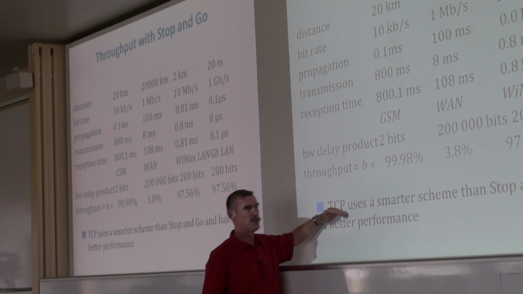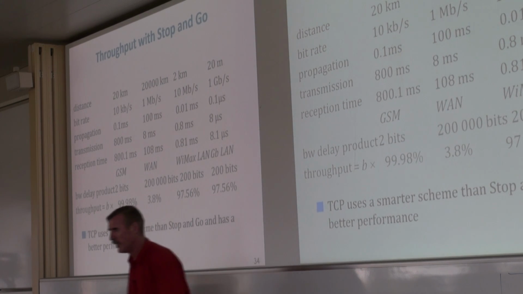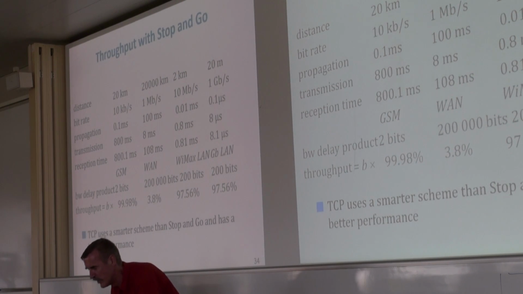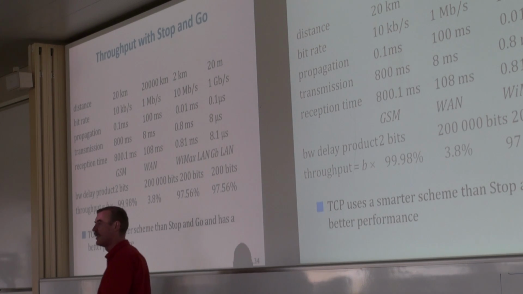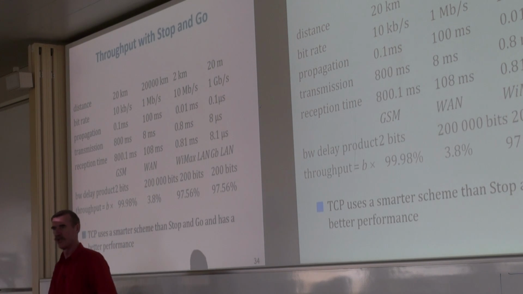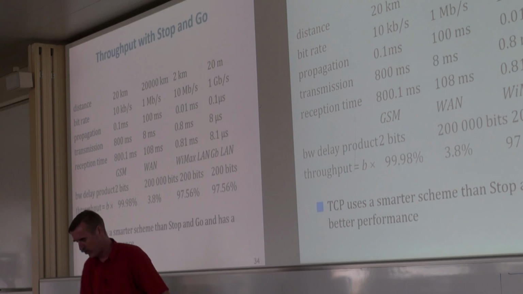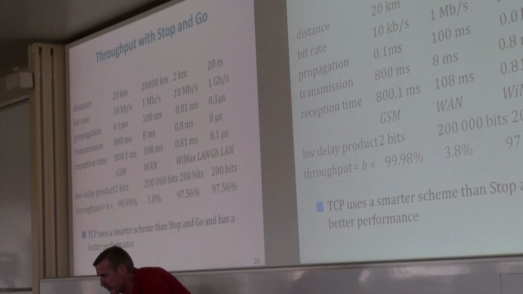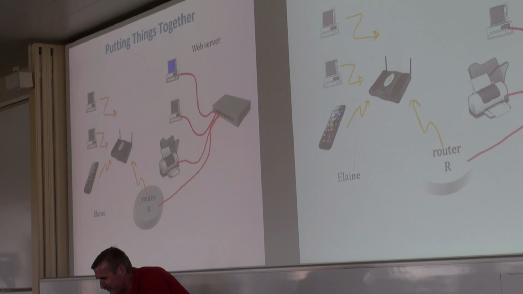So certainly, this is not a good way to transfer data from the other side of the world. So TCP uses a smarter scheme than stop and go. Essentially, we'll have to use a sliding window, as we will see in due time when we will study TCP. So that shows, again, the importance in the design of the balance between those two numbers and how it will be correctly addressed by the beautiful design of TCP.